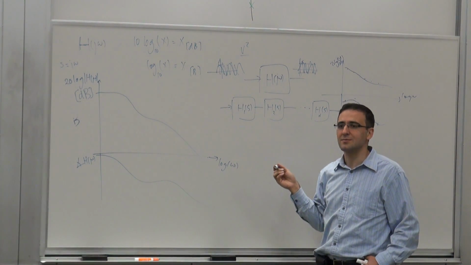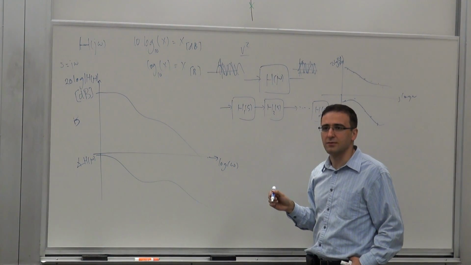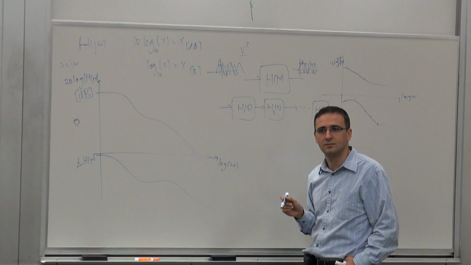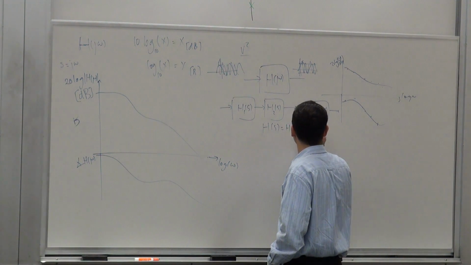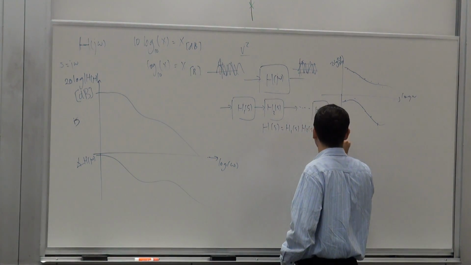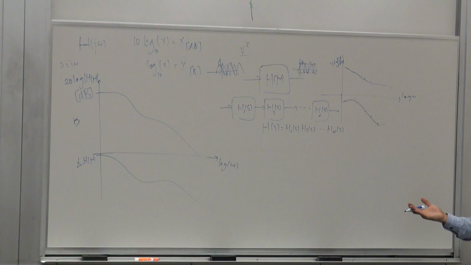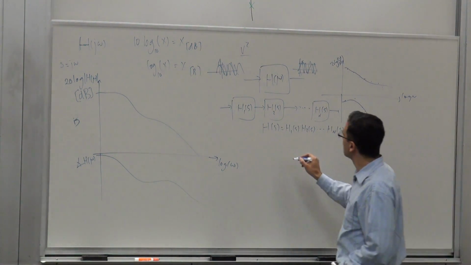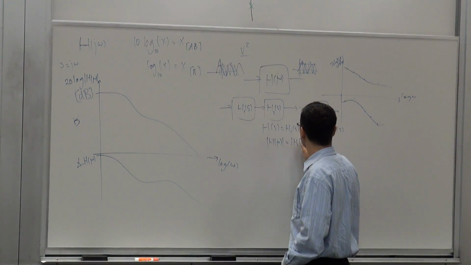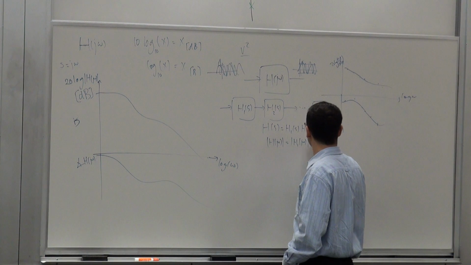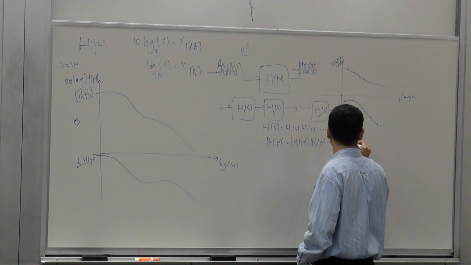So if you have multiple systems cascaded, what is the overall transfer function of this system? It's a product of them, right? So the overall transfer function is going to be H1 of S times H2 of S times Hn of S. Now each one of them has its own poles and zeros. So what can you say about the magnitude of the transfer function? The magnitude would be the product of magnitudes, right? So if you have H of j omega, this would be the magnitude of H1 of j omega times H2 of j omega, etc., all the way to the magnitude of Hn of j omega.